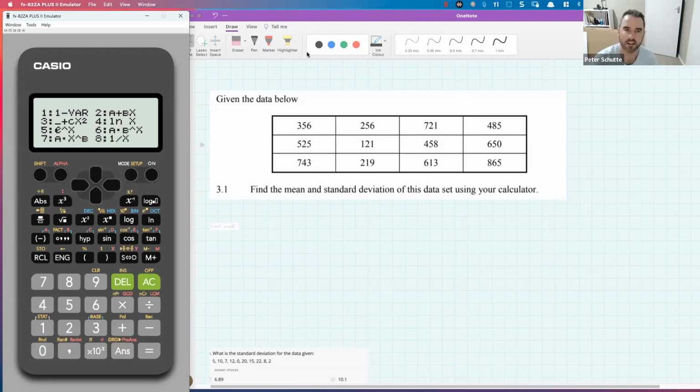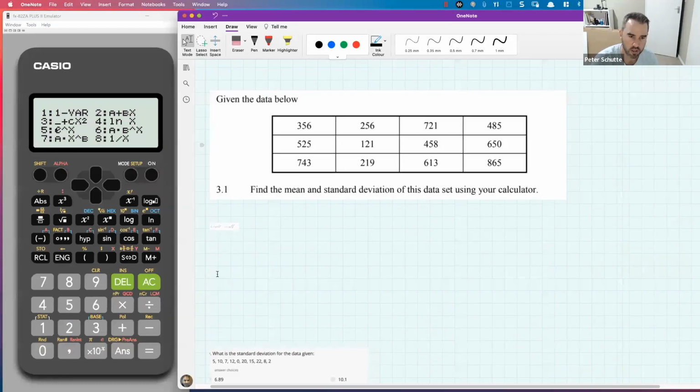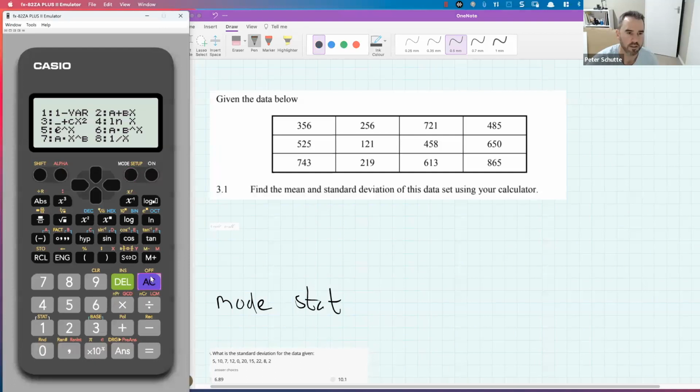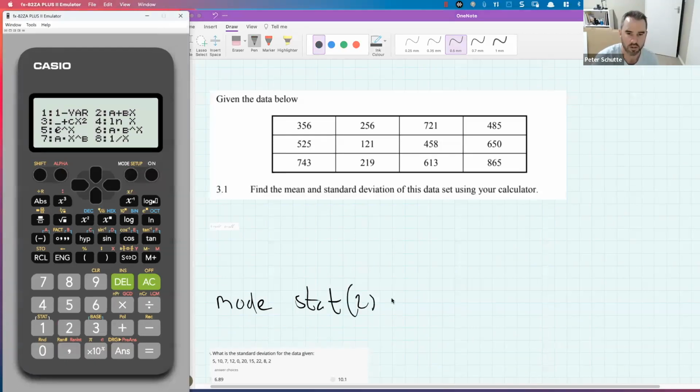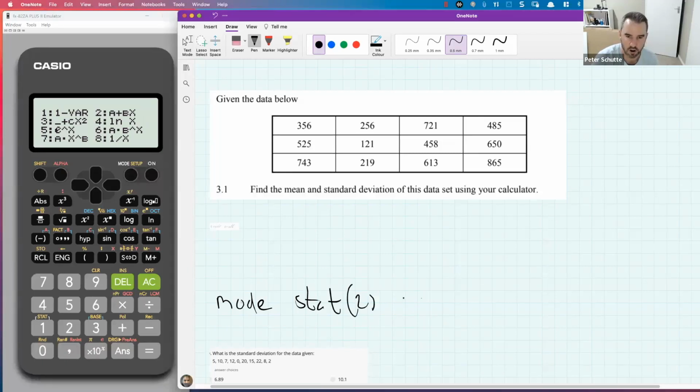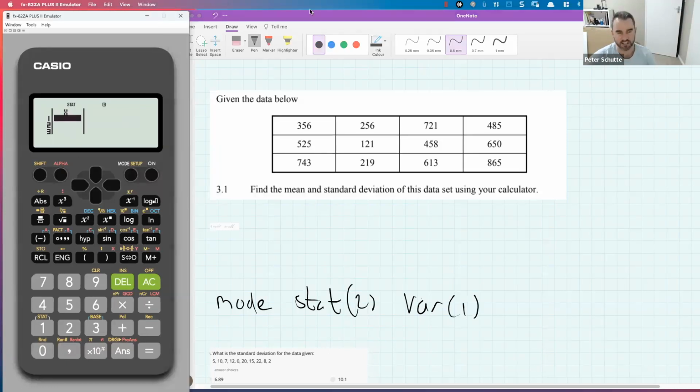Then hit mode, and then with stat, hit 2. So maybe I can even write the things down for you over here. So you go mode, then you hit stat, and then you hit 2. Let's see that I did that. So mode 2, so actually the stat button was the number 2. Then what I have to do is hit var and 1. And you get that look, which is basically where you put your data in.